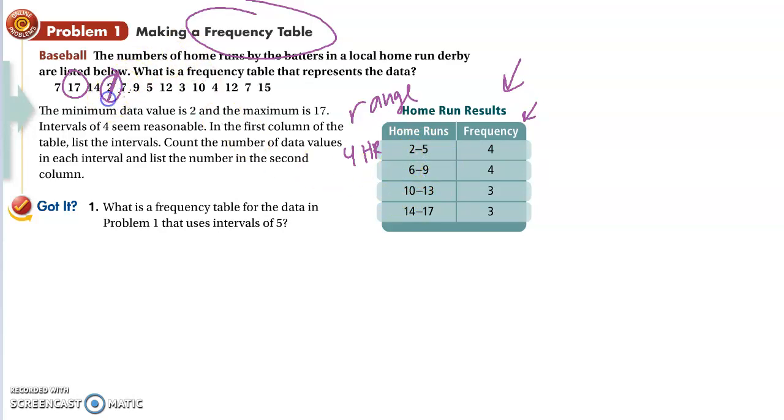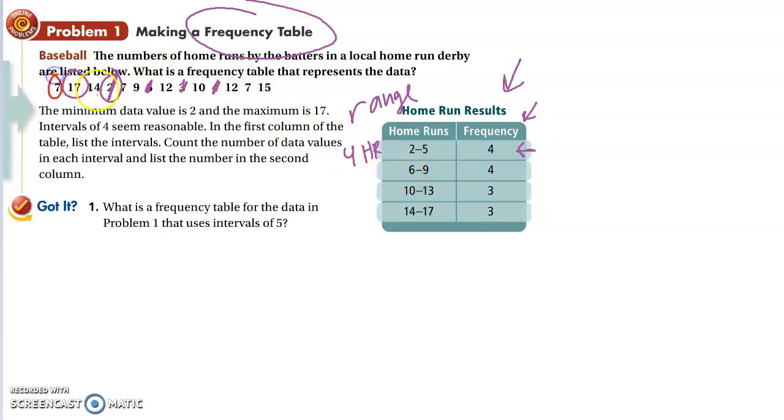Well, this guy hit between 2 and 5. This guy hit between 2 and 5. 2 and 5. 2 and 5. And there were 4 of those numbers. And then I can use a different color. How many people hit between 6 and 9 home runs?